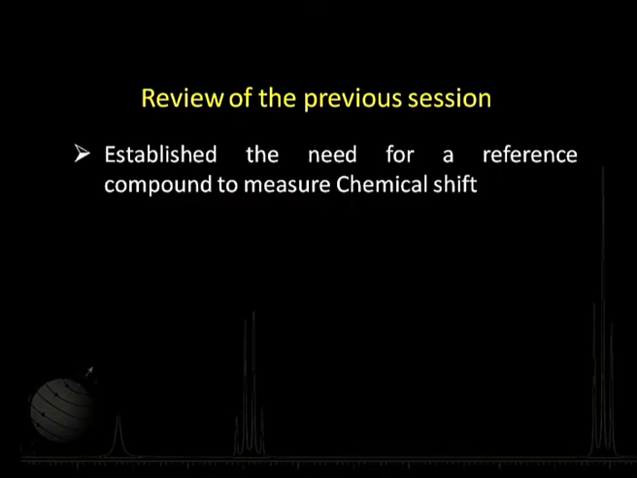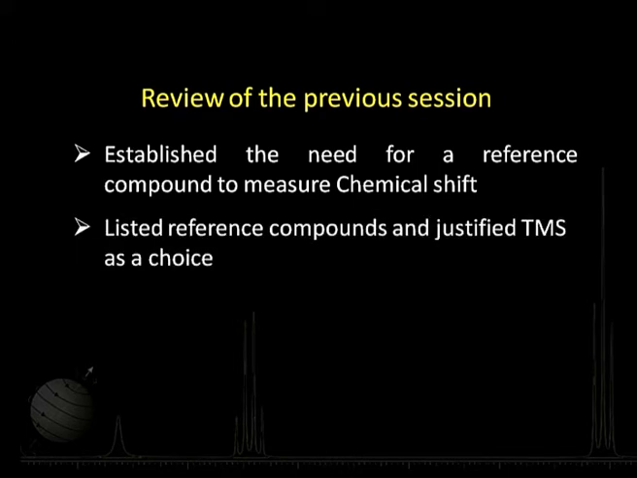Okay. Just for a brief review of what we did in the previous session, we basically established the need for a reference compound to measure chemical shift, because that was our premise that we want to measure chemical shift. How do we do that? In that context we argued and tried to establish that we need some kind of a compound with respect to which we can make measurement of chemical shift. And then thereafter we listed different compounds which are used for the purpose, and we justified TMS, that is tetramethylsilane, to be a suitable choice. And thereafter we explained two scales, that is delta and tau scales, which are used for representing chemical shifts.